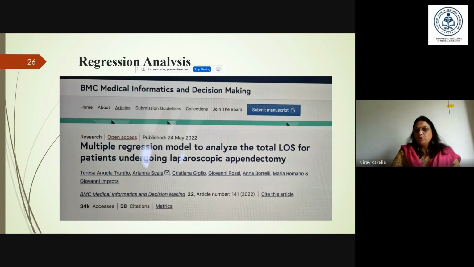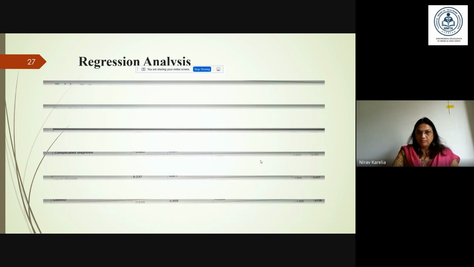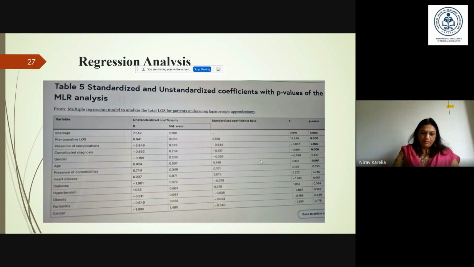You can note this down, or go through this article. Here they applied a multiple regression model to analyze the total LOS, the length of hospital stay, of patients undergoing laparoscopic appendectomy.